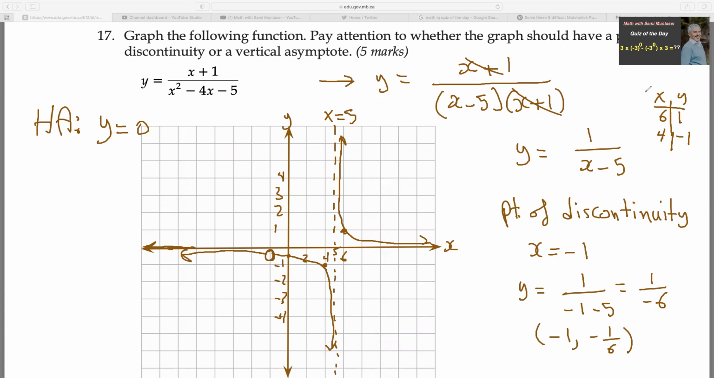So a table of values always helps you. Once you know your vertical asymptotes, even if you have more than one, choose an x value on the right side of the asymptote and an x value on the left side, very close. So if the vertical asymptote is x equals five, then you choose four and six. That will indicate where the points are as coordinates, and then you have a more accurate graph. This is how this looks. Let's move on to the next question.